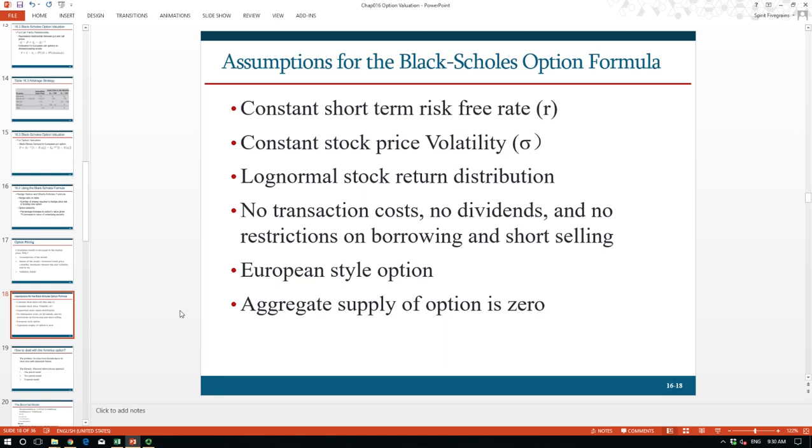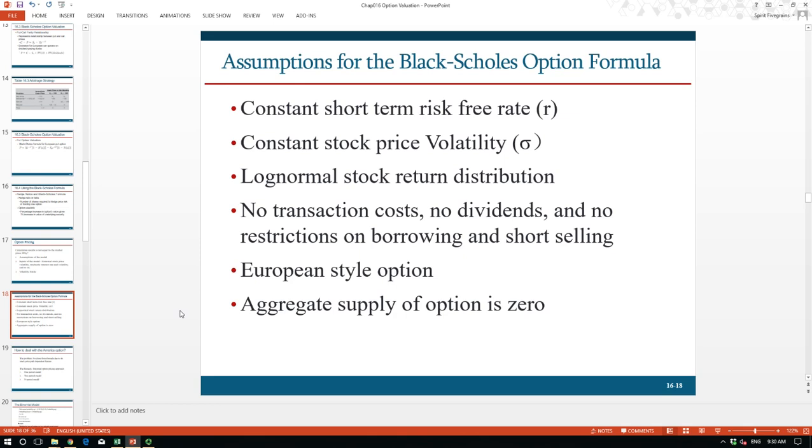Of course, there are restrictions on lending and borrowing, stocks pay dividends. Of course, there are transaction costs. And this financial market is not 100% perfect place. And more importantly, the Black-Scholes formula only deals with the European style option. A European style option only allows the option to be exercised on the expiration date.